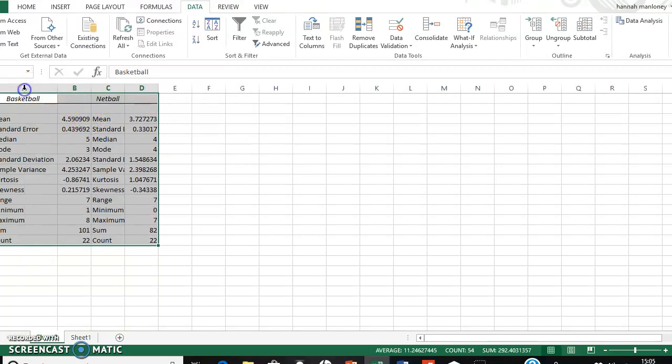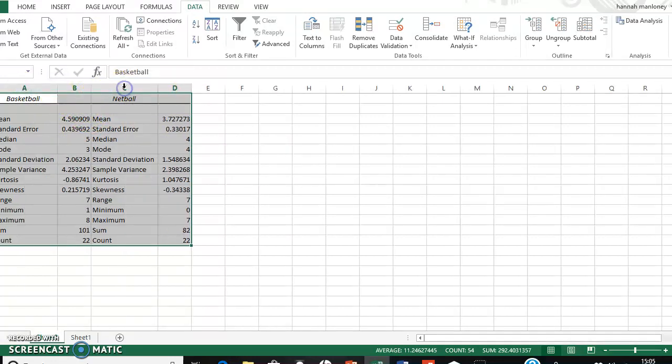So now I've got this data. I can see with this data that basketball was the most successful because the mean was higher. Also the median shows that as a class we were better at basketball. However, I'm not sure if there is a significant difference because I haven't done the t-test.